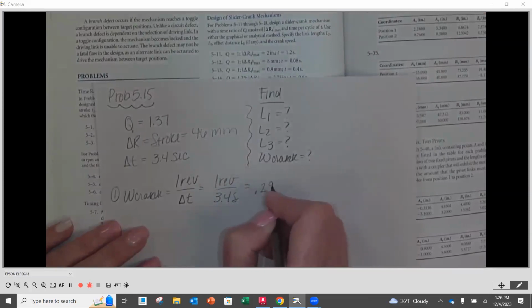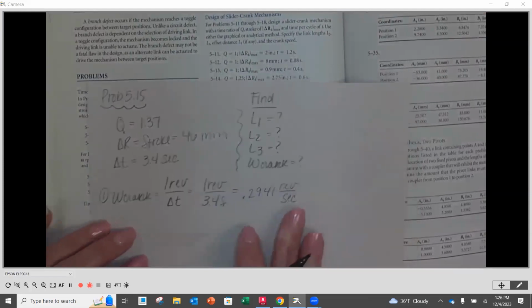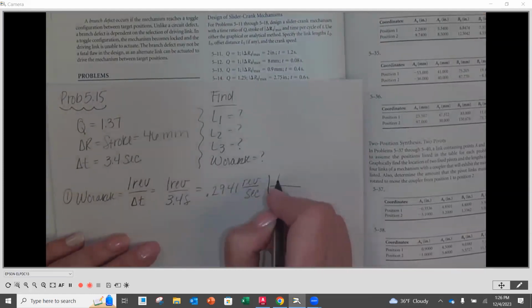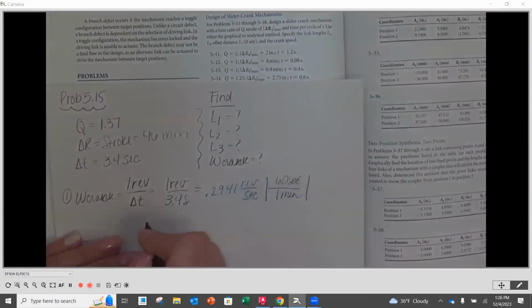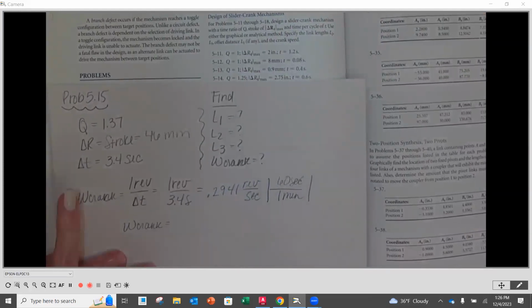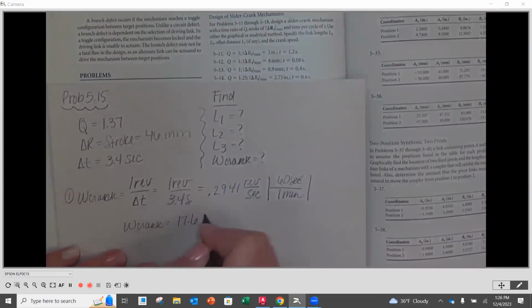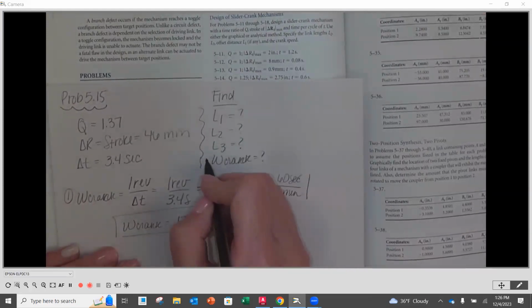So you should get 0.2941 revolutions per second, right? And then we're going to convert that to revolutions per minute. So we've got that one done.